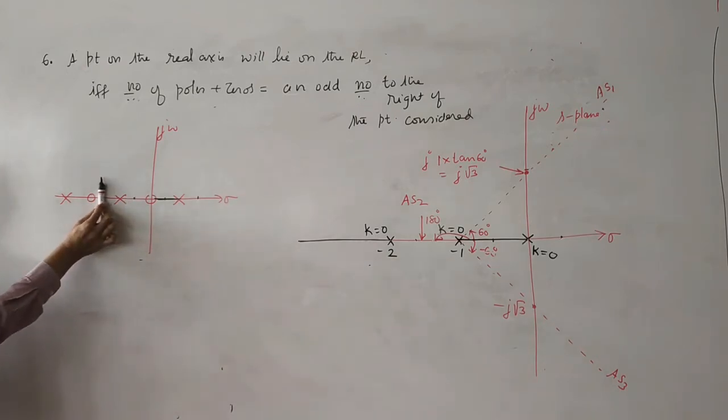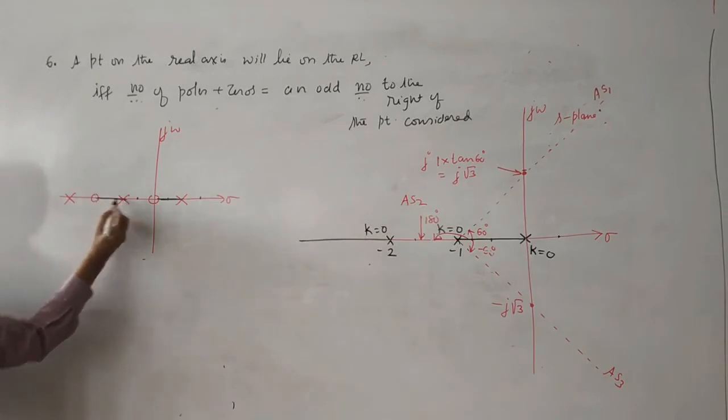Now see to the right of the pen. How many poles are there to the right of this pen? 2. How many zeros are there? 1. 2 plus 1, 3. Odd number. Root locus lies here.